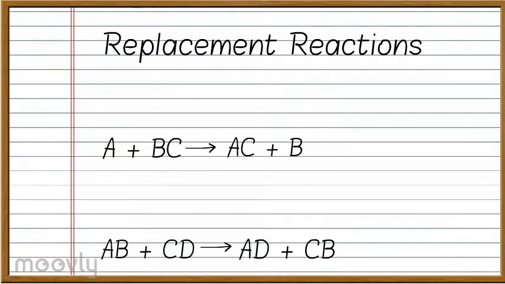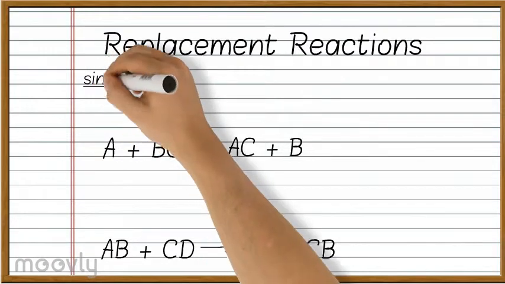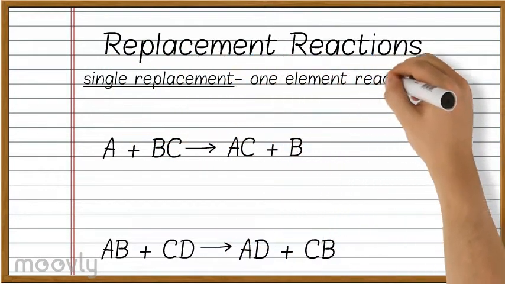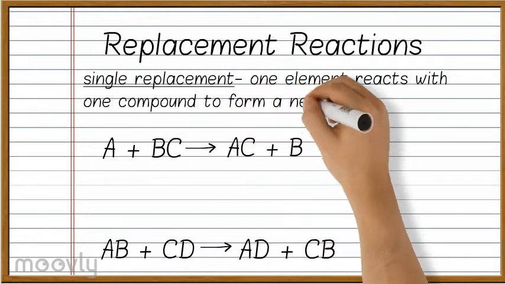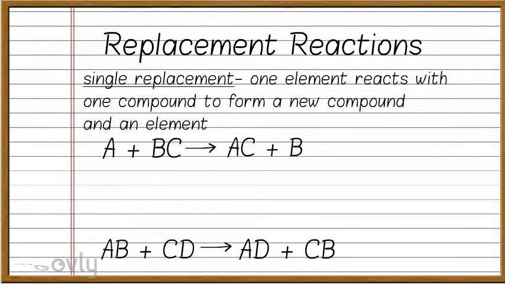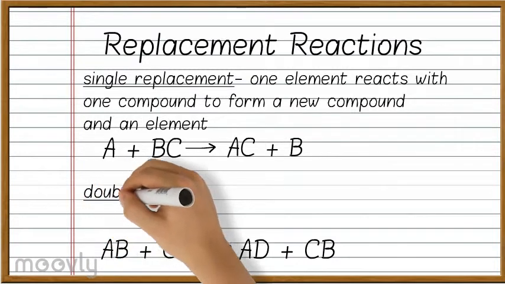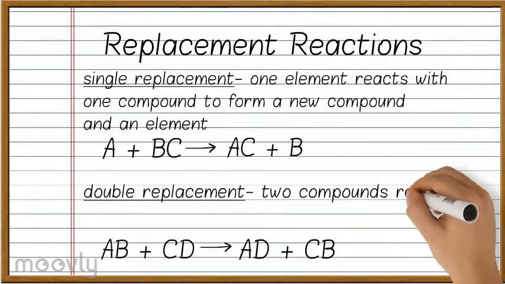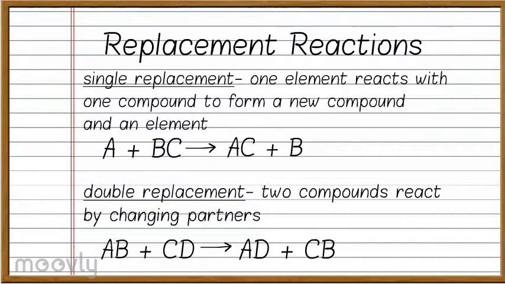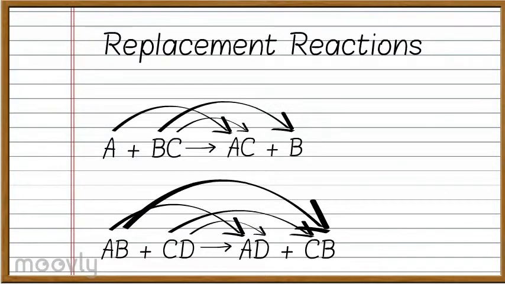Two more types of chemical reactions are replacement reactions. The first is single replacement. This is when one element reacts with one compound to form a new compound and an element. The next is double replacement. This is when two compounds react by changing partners. In the examples shown, the arrows represent the replacements that happen during the reactions.